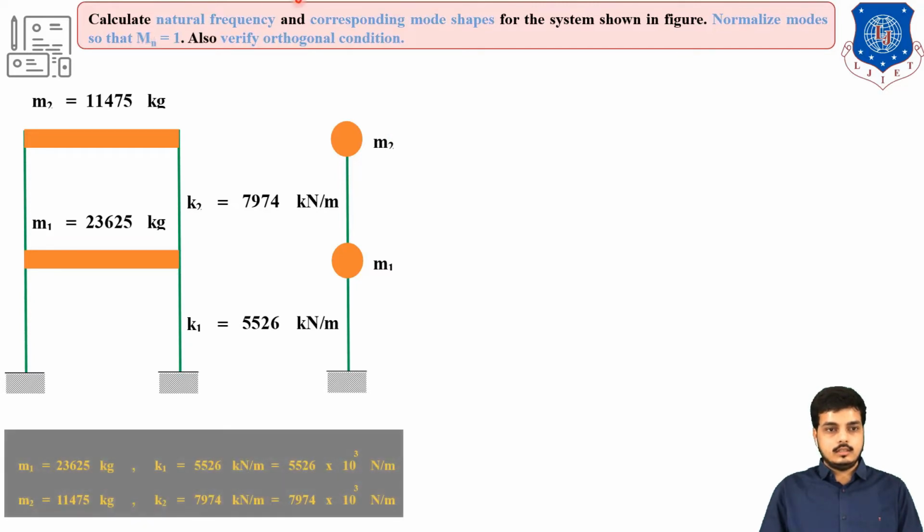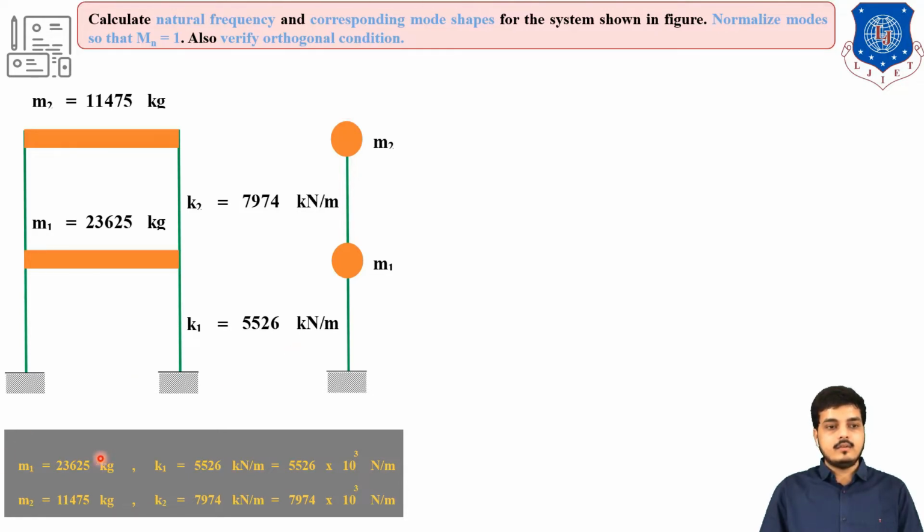What to note is that the natural frequency and corresponding mode shapes are asked. These two things we have to find. The natural frequency is my omega, and the corresponding mode shapes are that diagram, for which we need to find the values, and I will show you how. Also they have asked to normalize the mode shape so that m n equals 1 and verify the orthogonality condition. So in the upcoming slides we will be finding all these four.